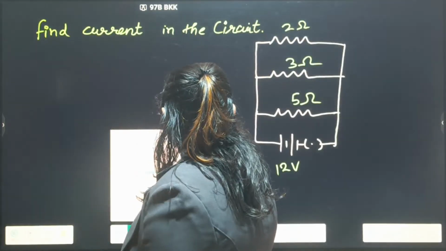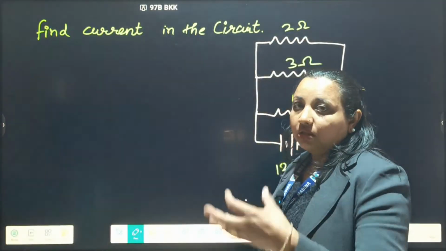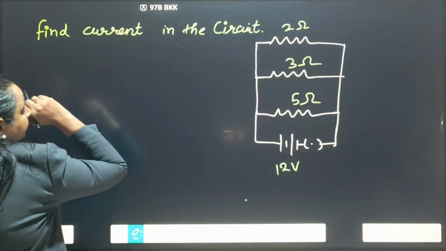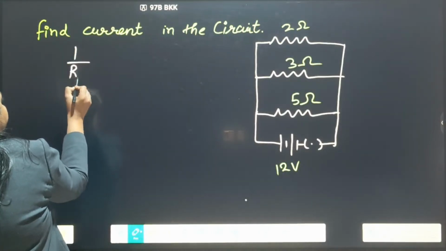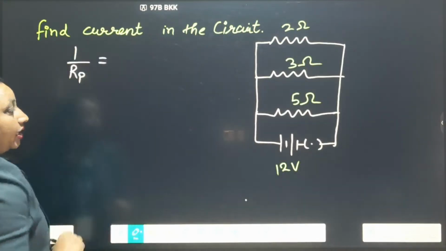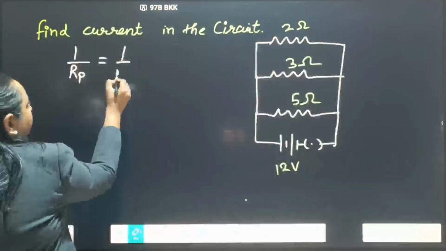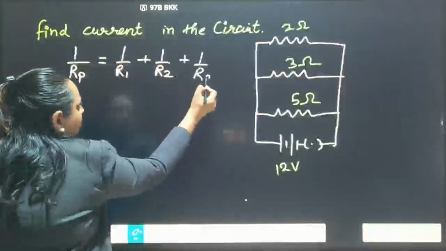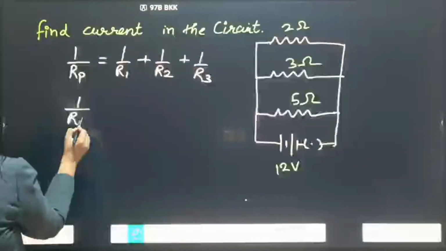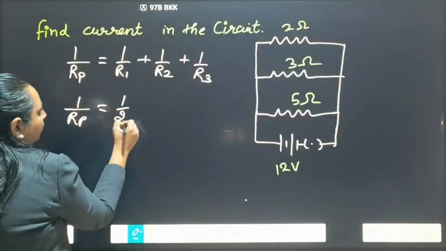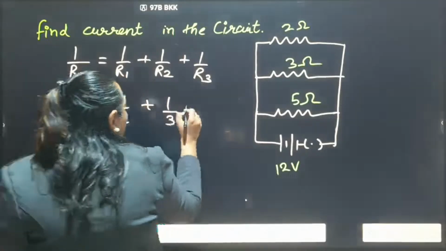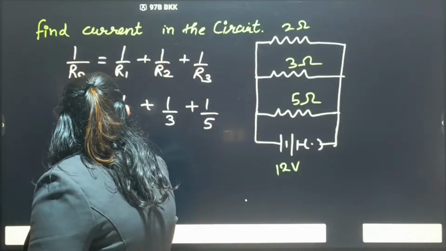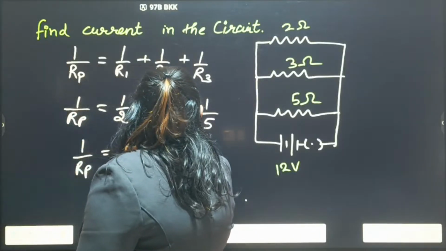So first of all, we have to find the equivalent resistance of the circuit. So it is parallel combination. So what is the formula to find the parallel combination? Equivalent resistance 1 upon Rp is equals to 1 upon R1 plus 1 upon R2 plus 1 upon R3. So 1 upon Rp is equals to 1 over 2 plus 1 over 3 plus 1 over 5. When we find its LCM, when we solve it, its Rp is equals to, it's being 30.